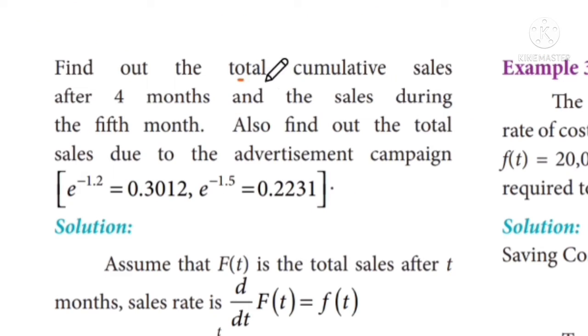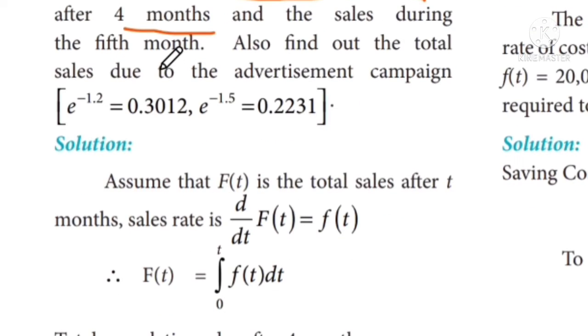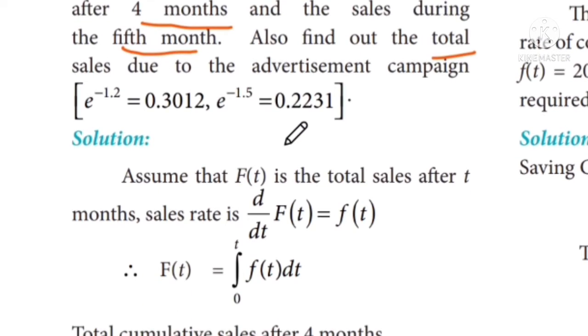Find the total cumulative sale after 4 months and the sales during the 5th month. The total sale is also asked. First we have to find for 4 months, then for the 5th month, then you have to find the total sale.